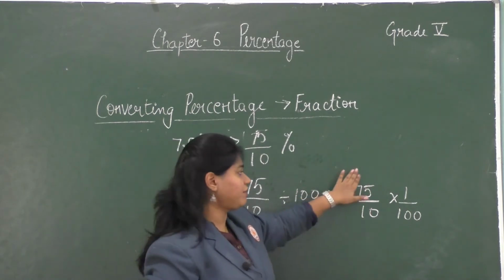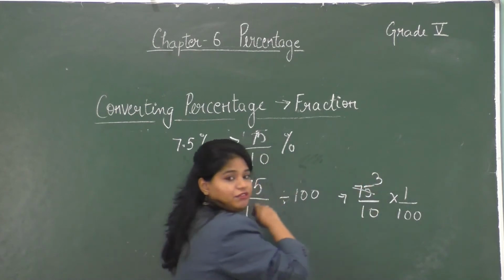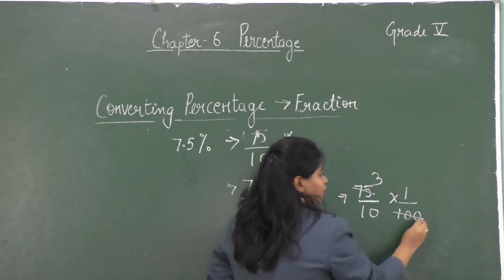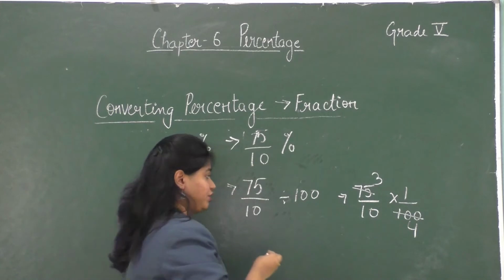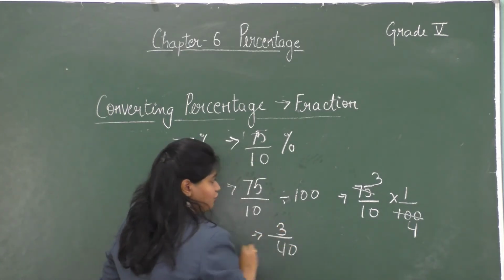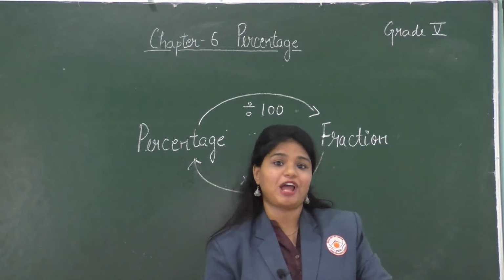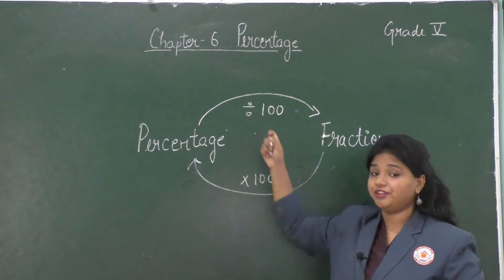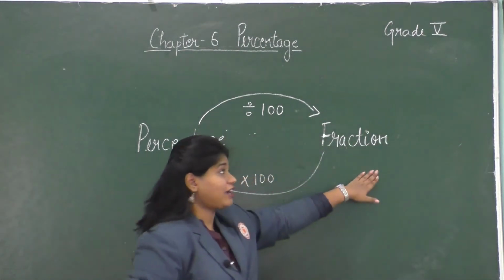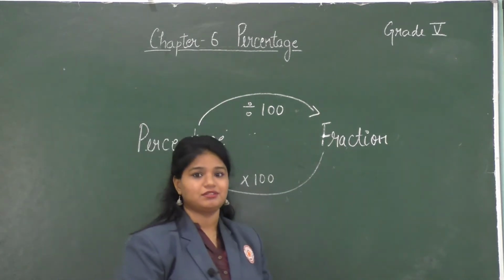Further you can simplify it. So I can cancel 75 and 100 by 25. So 25 3s are 75 and 25 4s are 100. So I get 3 by 40. So students, when we convert a percentage into a fraction, we divide the number by 100, and when we convert a fraction into a percentage, we multiply the number by 100.